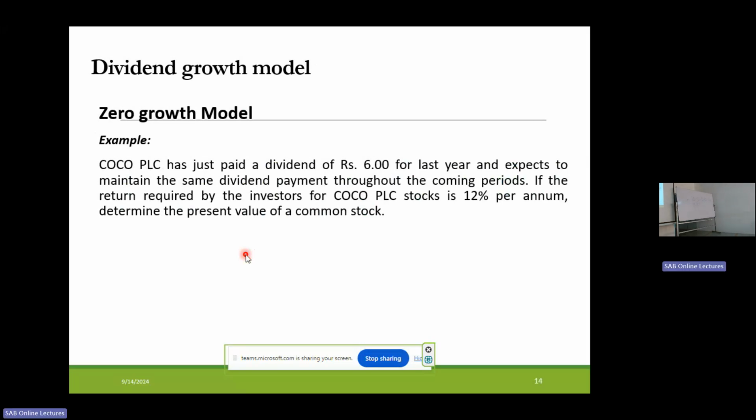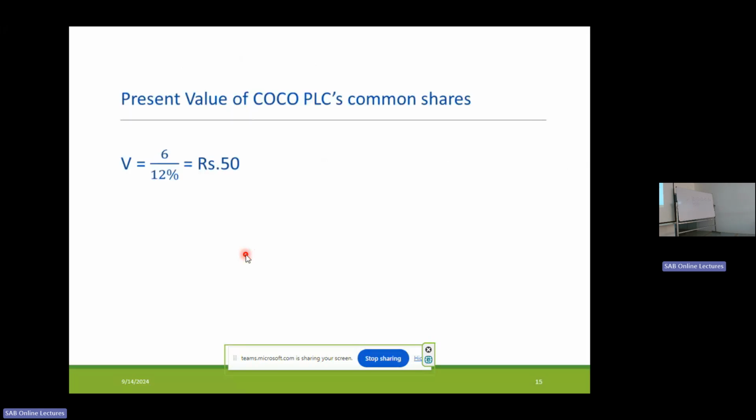So if the investor's rate of return is 12% per annum, what is the value? If you have to take a decision to buy, you should know the intrinsic value. In such a situation, you can calculate the intrinsic value: 6 divided by 12%. So you will get 50 rupees. This is the intrinsic value, 50 rupees. So you can compare this 50 rupees with the market price.